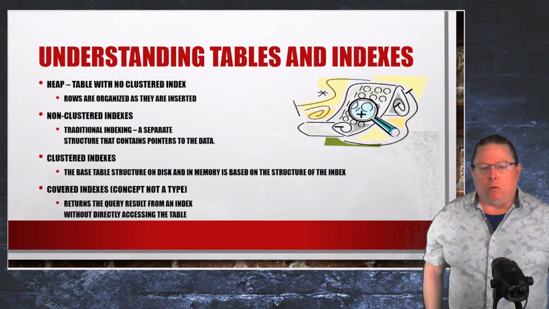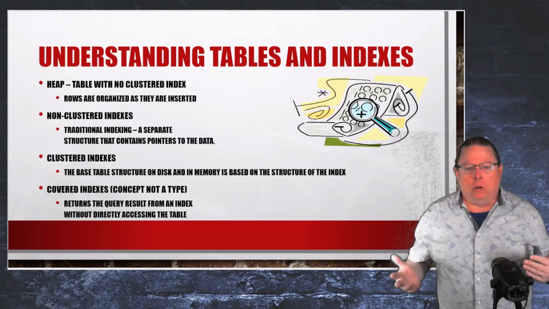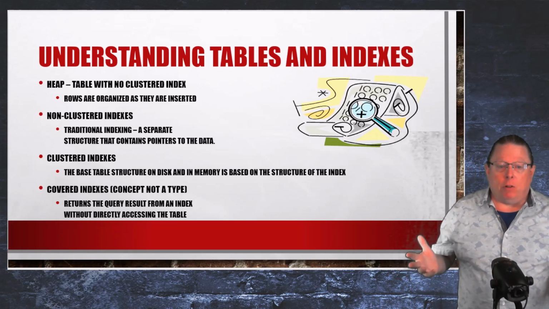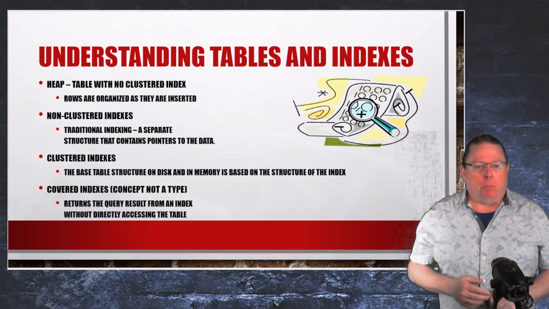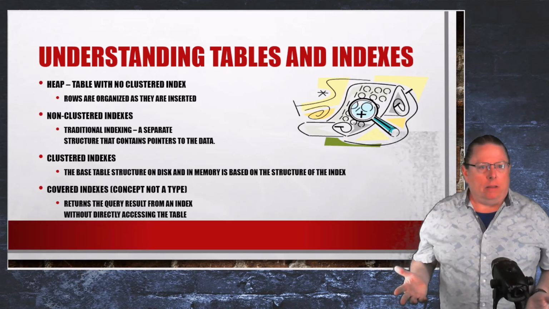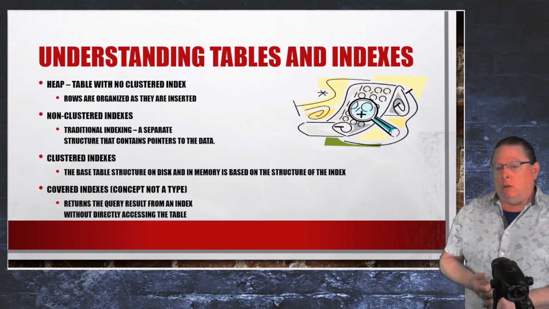There's no guarantee as to what page they'll be on, and if you do things like deleting rows, you might end up over time with some data pages, or 8K chunks of data, that have a lot of holes or missing pieces in them. A heap is probably one of the more inefficient ways to access data in the database. So that's where clustered indexes came along.